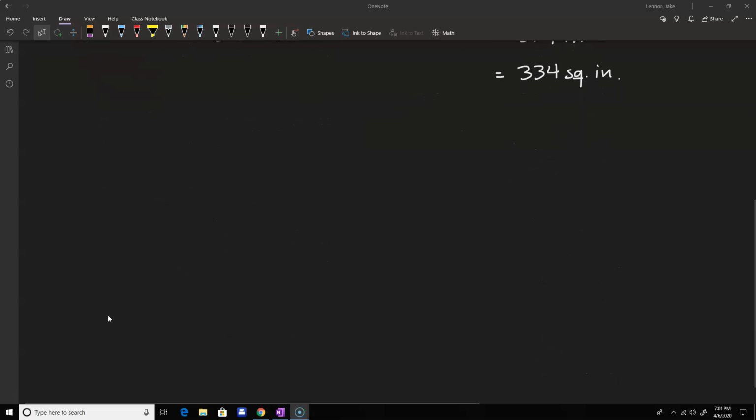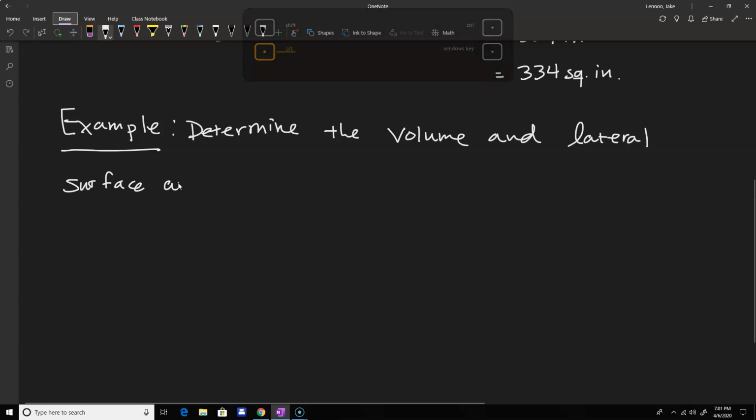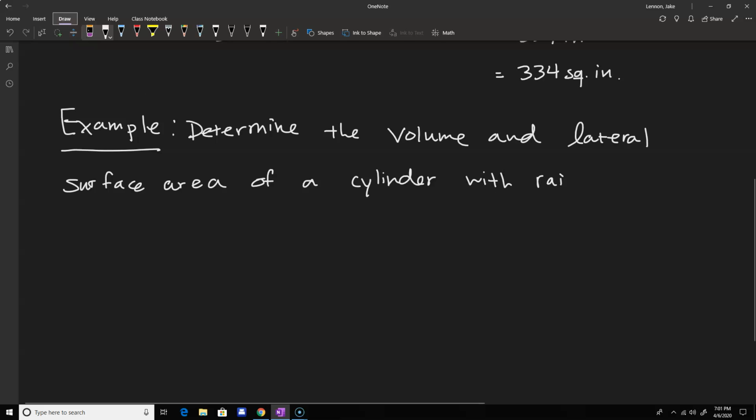The next example is if we have a cylinder. Let's say, example: let's determine the volume and the lateral surface area of a cylinder with radius, let's say, 3.5 meters that is 10 meters long.